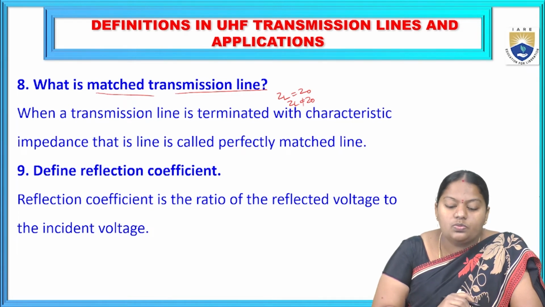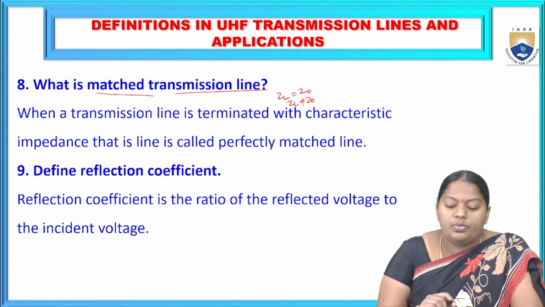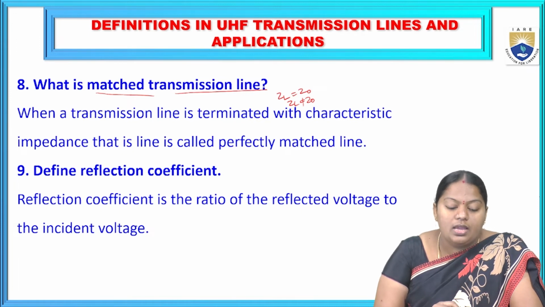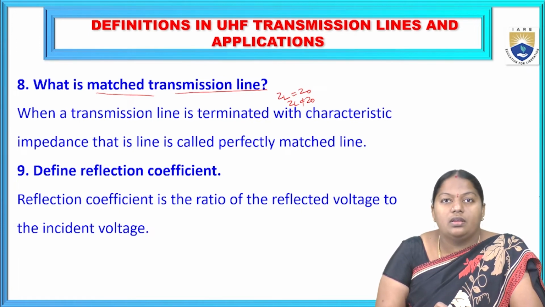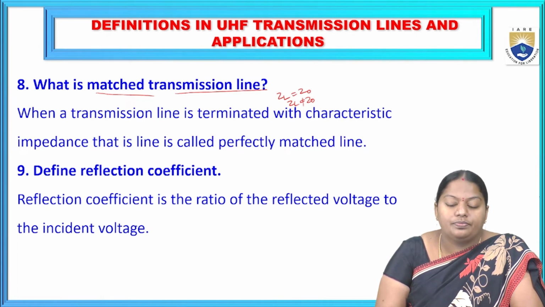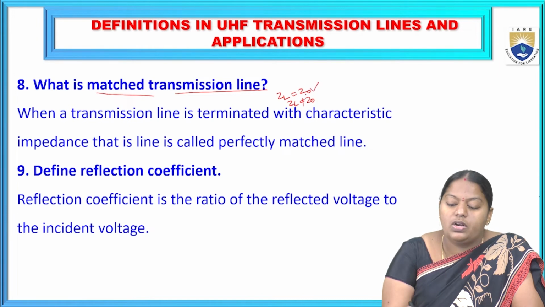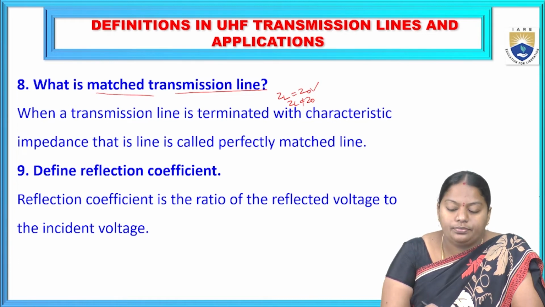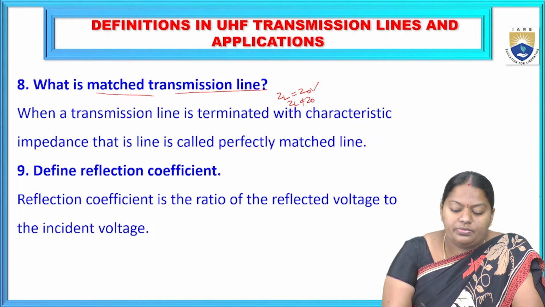So what is a matched transmission line? When the load impedance of a transmission line is terminated with the characteristic impedance of the line, it is said to be a perfectly matched transmission line. The condition is given by ZL equal to Z0. With ZL equal to Z0, the maximum amount of power is transferred and reflections are avoided.